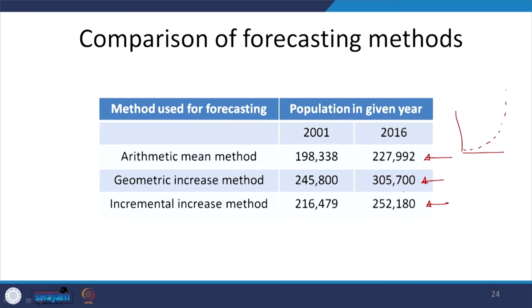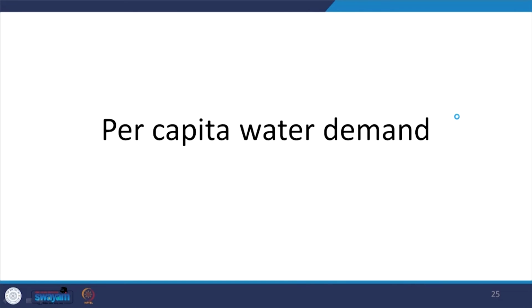Let's move on. Obviously, here we will see relatively lesser disparity between the values, but as the time period increases, geometric mean is going to race ahead. That's what you would see, right? It's exponential growth out here, right? So let's move on. So per capita water demand.